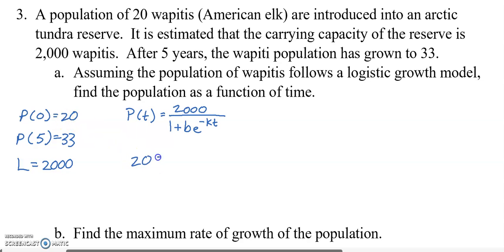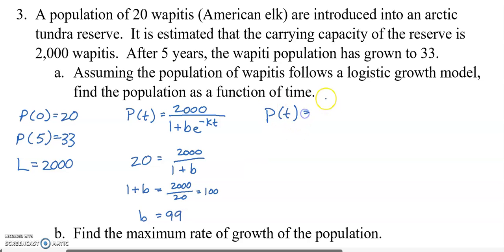So 20 equals 2,000 over 1 plus b. Remember that when t equals 0, e to the 0 changes to a 1, and now we could multiply by 1 plus b, divide by 20. 2,000 divided by 20 is 100, so b equals 1 less than 100, which is 99. So that's one of the unknown constants known. So now we have P of t equals 2,000 over 1 plus 99 e raised to the negative kt.